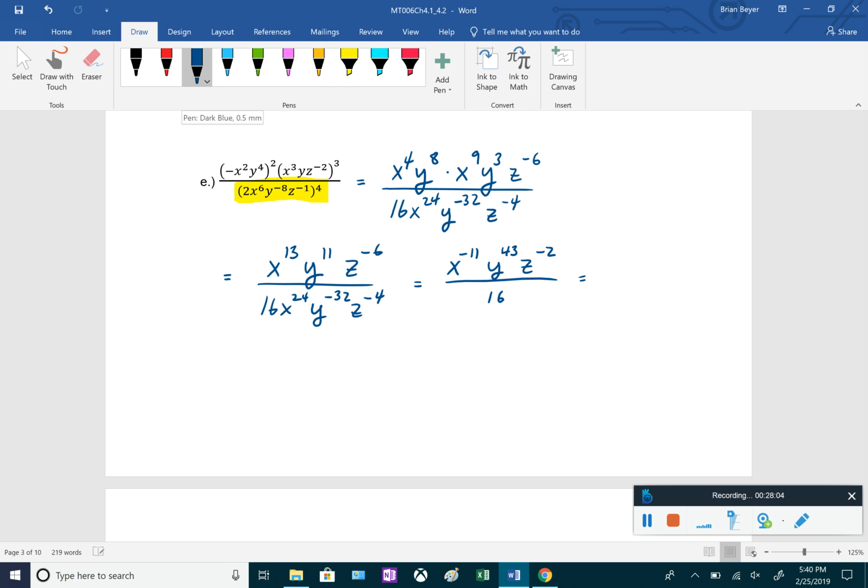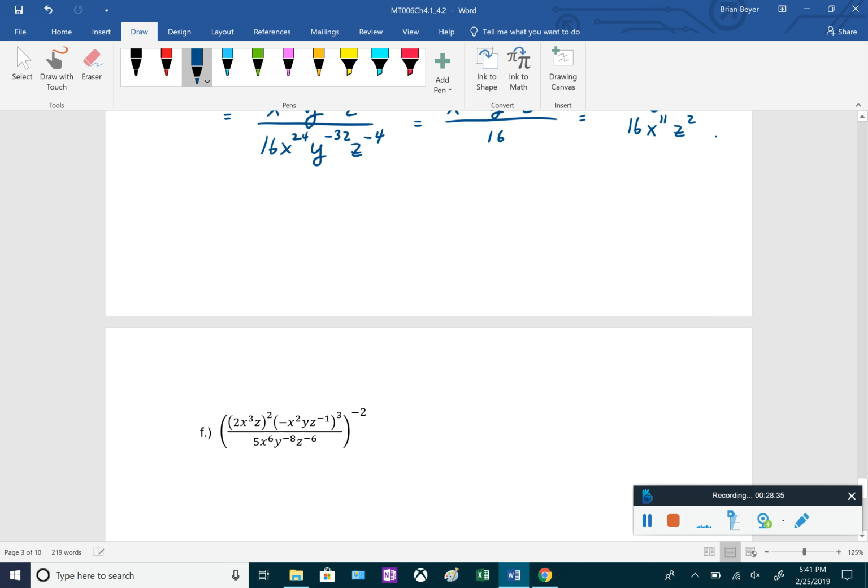So for the final step, we have to make those exponents positive. It's going to be y to the 43 over 16 x to the 11th, z to the +2. And that's the final answer. So kind of messy, but it helps when you can do some of the steps in your head so it doesn't get overcrowded and crazy.